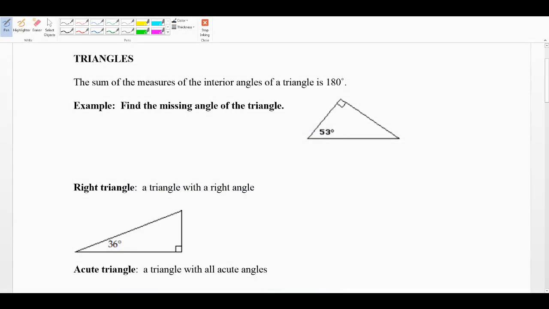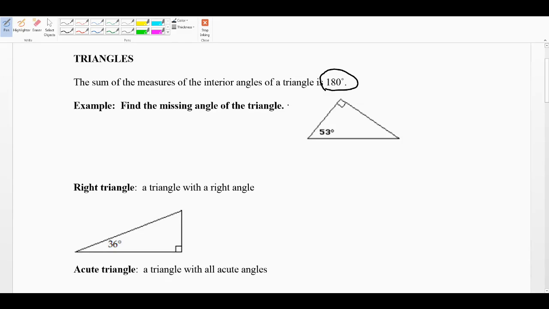Triangles. Let's talk about some basic features of a triangle. First off, hopefully you know there are three sides. And if you take the measure of the interior angles and add them up, they equal 180 degrees.